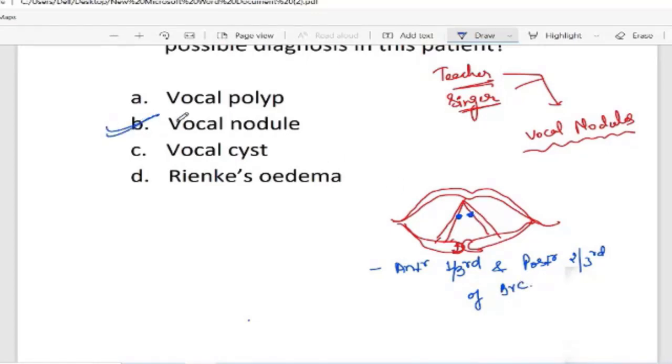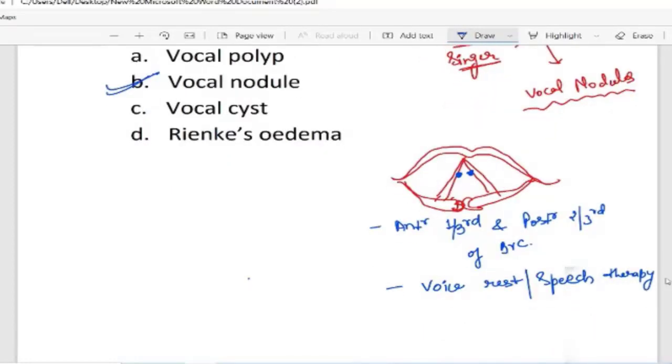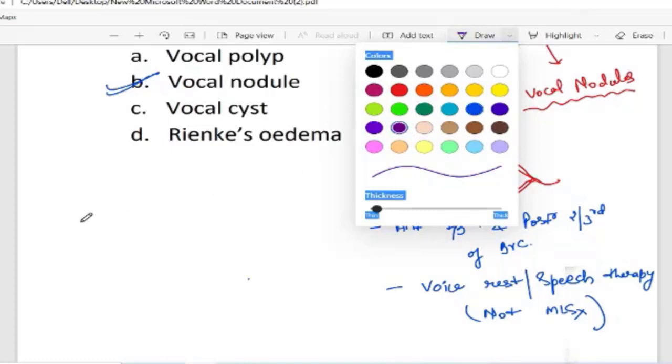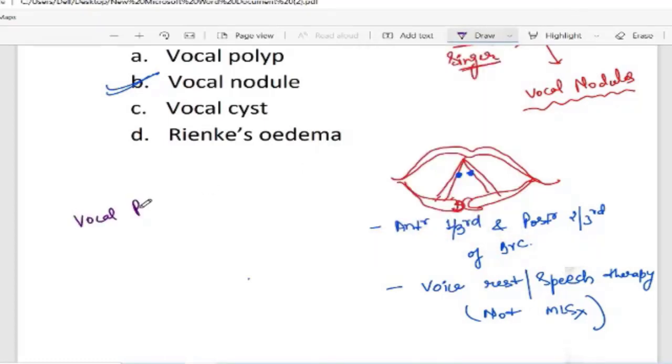So whenever a question arises with a teacher or singer with hoarseness of voice, always think of vocal nodule. Don't get confused by any of the other options. Now, what is the treatment of vocal nodule? It is voice rest, not microlaryngeal surgery. It is voice rest or speech therapy. Ask the patient to rest properly. These nodules may revert back to normal. So the treatment of choice is voice rest or speech therapy, not microlaryngeal surgery. If the examiner indicates a vocal polyp, what is a vocal polyp?